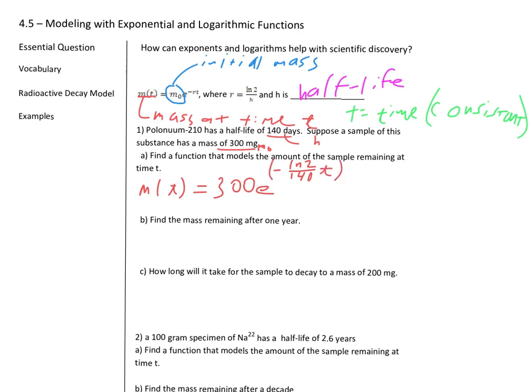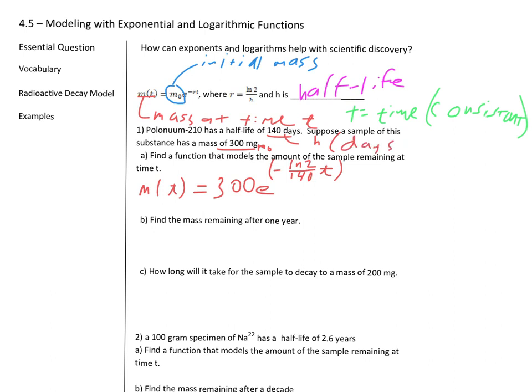I'm going to go ahead and use parentheses there. I know that when I do this in my calculator, it wants the parentheses there, so I'm going to put it in my formula. So that is the formula there. I could plug in any t I want, and it will tell me the mass after that time, as long as t is in days. So I'm just going to make a note for myself there that I always need to consider that.